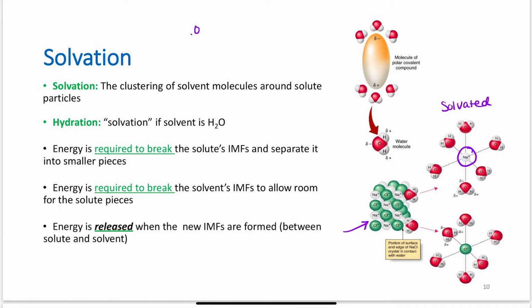If I have a bunch of water molecules, these water molecules form hydrogen bonds. I need to be able to break apart this interaction to allow the water to hydrate or solvate the ions themselves and dissolve that solute into that water solvent. Energy is released when the new IMFs are formed between the solute and solvent. So the interactions here are the interactions between your solute and solvent. When those are formed, energy is released.